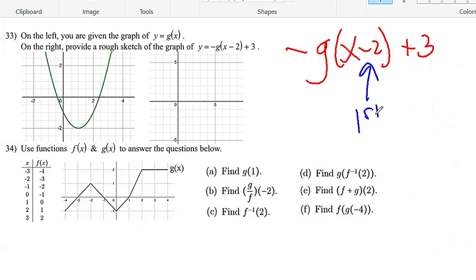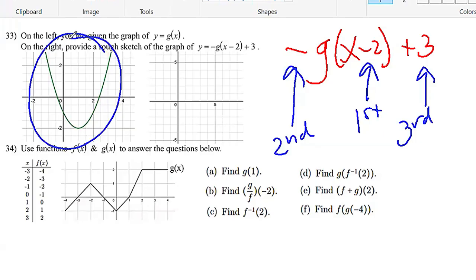That's the first move. And that would be the second move. And this guy, that is your third and final move. So let's see if we can move this original picture according to all of these moves. So let me go yellow here. Yeah, this will work.